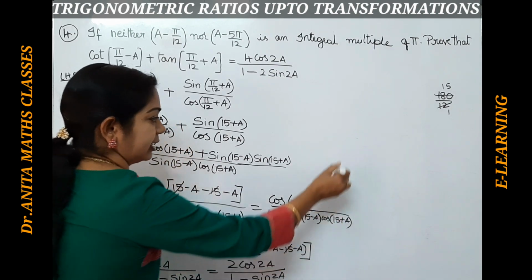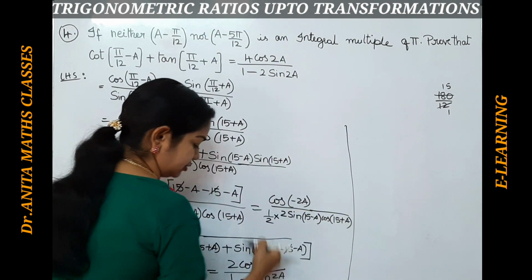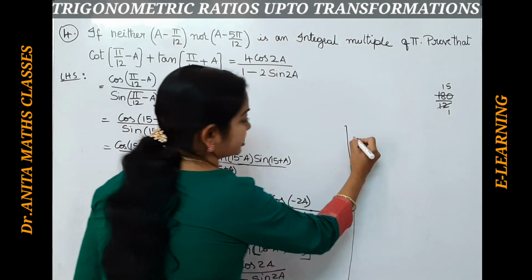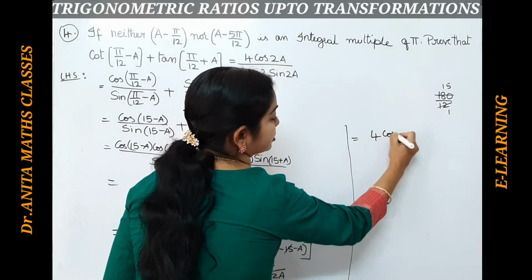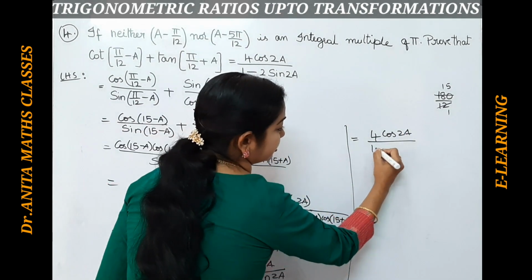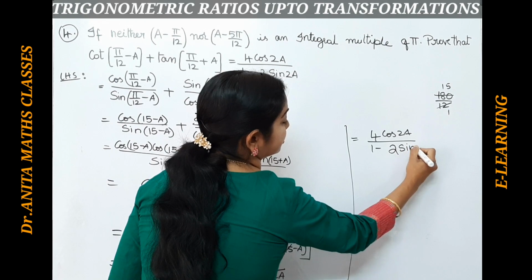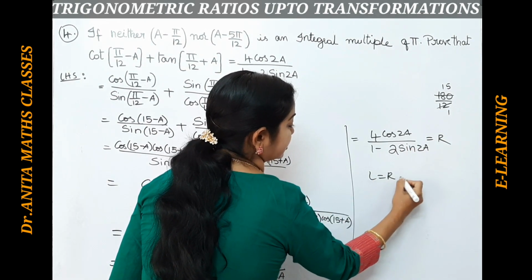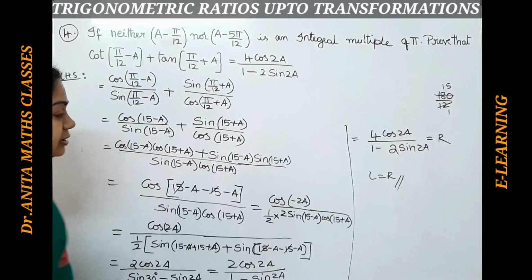Taking the LCM here again and taking the 2 upwards, that becomes 4 cos 2a over 1 minus 2 sin 2a. So that is what the RHS is. So LHS is equal to RHS, hence proved. Please pause the video.